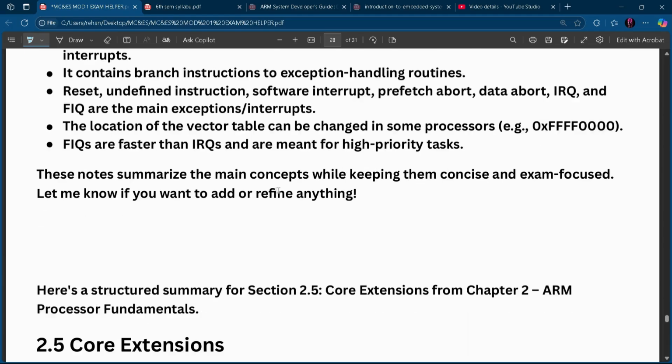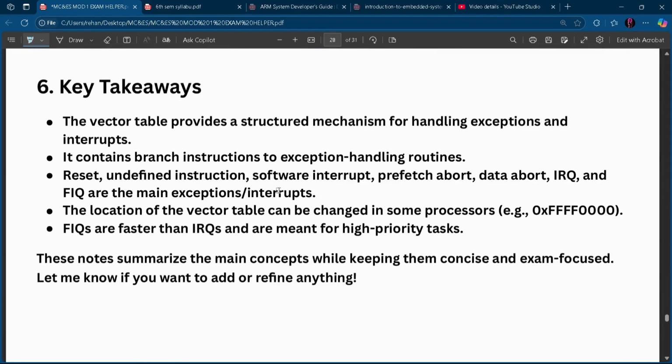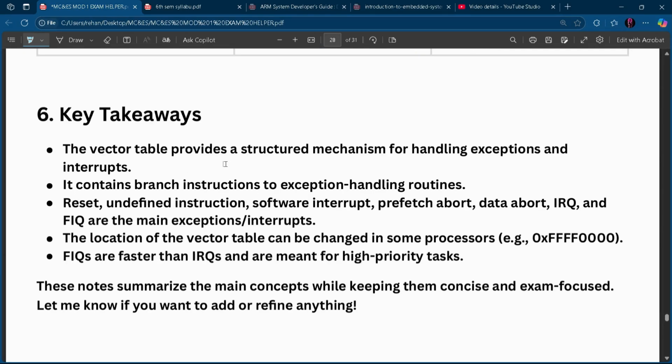So here is a summary, key takeaways. The next part we'll be talking about the last topic of this module. The vector table provides a structured mechanism for handling exceptions. They have not mentioned vector tables completely here, but if they particularly ask about the vector table, you can talk about this.